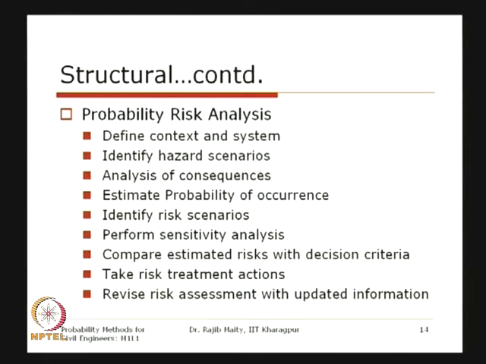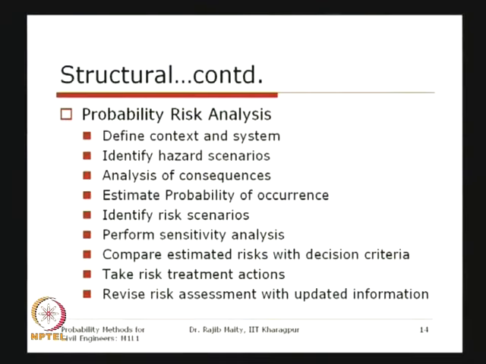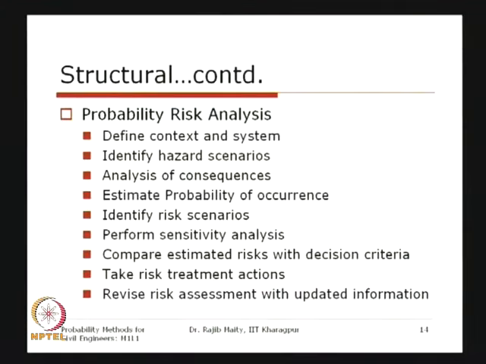Then in the probability risk analysis, we can define the context and the system. First of all, we have to know for which particular application we are going to adopt this. Then we identify the hazard scenarios, what the different hazards are that can come up for a particular issue. Next, we analyze the consequence. How important is that consequence? That is the most important thing. Then the estimation of the probability of occurrence: different failure mechanisms or failure types can occur, so we can estimate the probability of the different occurrences.